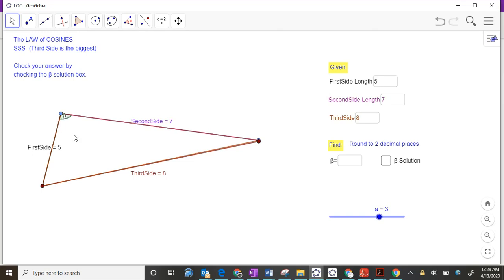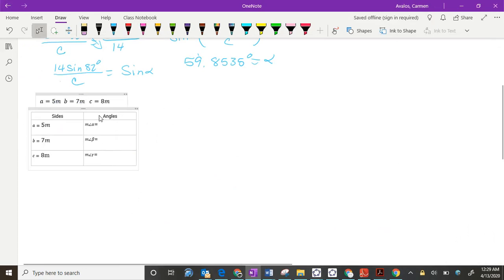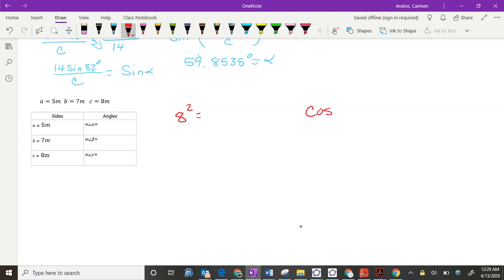So if I'm looking at this, the biggest side is the third side, so I want to find gamma first. So as I am going through this, I am going to need to do the law of cosines to find this gamma, and then we're going to come back and check and see if it's correct. So this is the angle that's going to be the biggest on there. So when I'm looking at this, I am going to solve, so I'm going to have 8 squared because that's the one, and I am going to do the cosine of gamma, which is going to be across from the biggest side there.